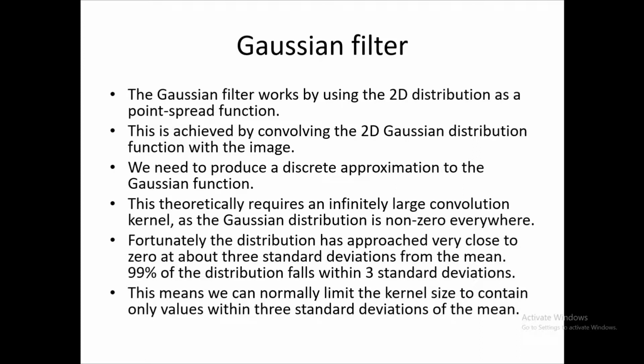So what we do is we need to produce a discrete approximation to the Gaussian function, and this theoretically requires an infinitely large convolution kernel, as the Gaussian distribution is non-zero everywhere. Fortunately, the distribution approaches very close to 0 at 3 standard deviations from the mean, and 99% of the distribution falls within 3 standard deviations, as we discussed in the previous section. And this means that we can normally limit the kernel size to contain only values within 3 standard deviations of the mean.